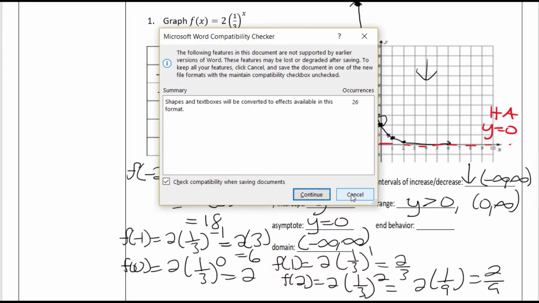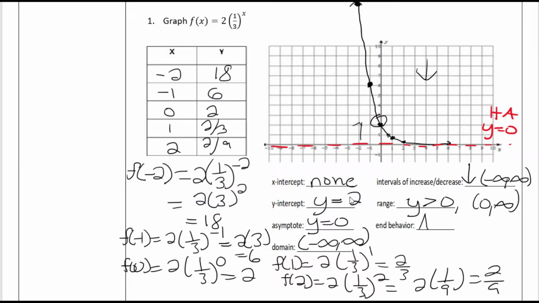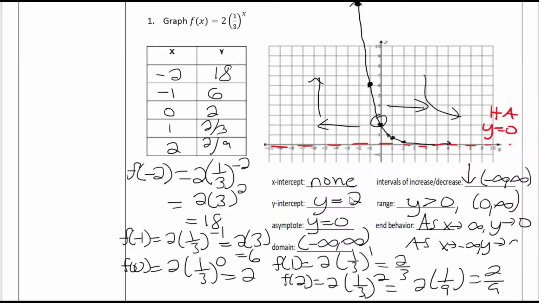For the end behavior, notice as x goes to positive infinity, the graph is approaching 0. So as x goes to infinity, y approaches 0. And when x goes to the left, or negative, the graph is going up like that. So that means it's going to infinity. So this is sort of like the reverse of the growth function. If you notice, these are reversed for growth versus decay.